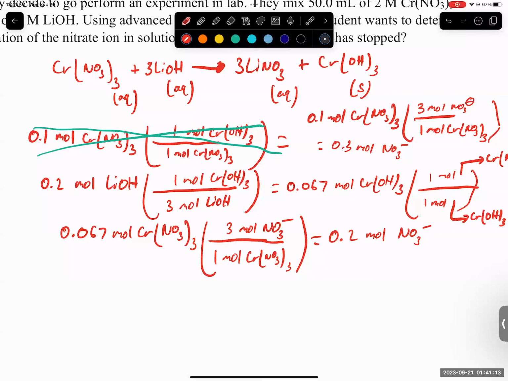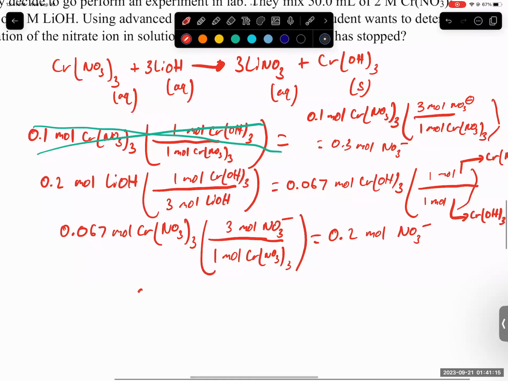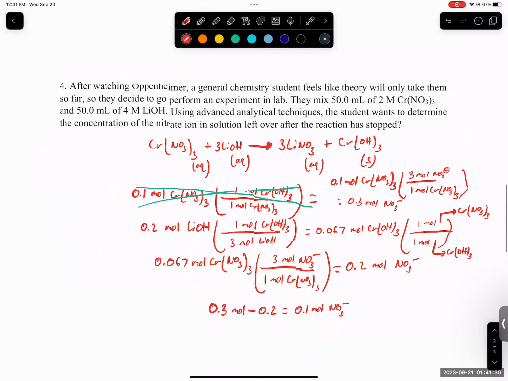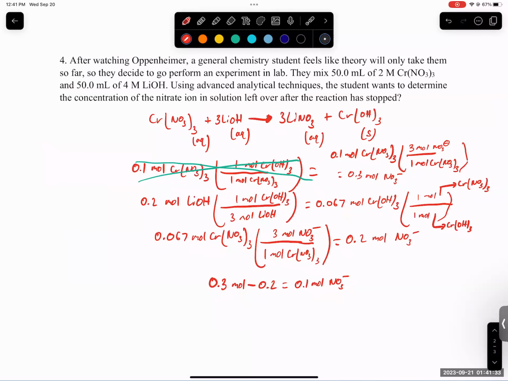So to get our excess reactant, we take the initial amount we started off with, 0.3 moles, and subtract the 0.2 moles. If we do that, we get 0.1 moles of NO3 minus ion left over. But are we done here? No, right? Because what does it ask for?